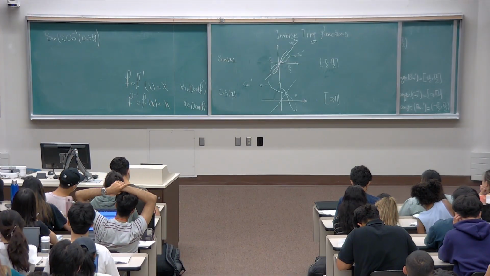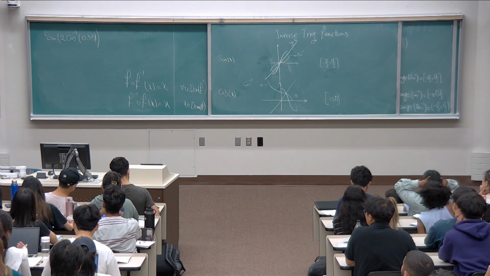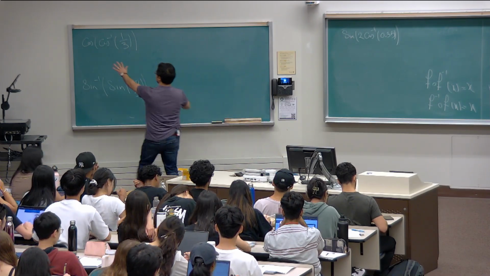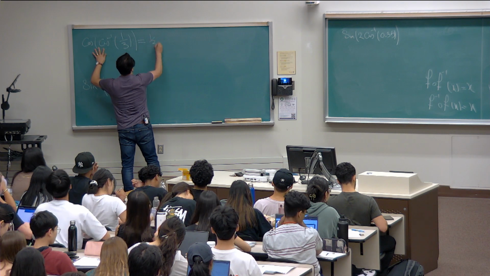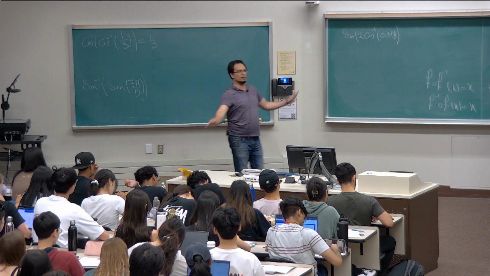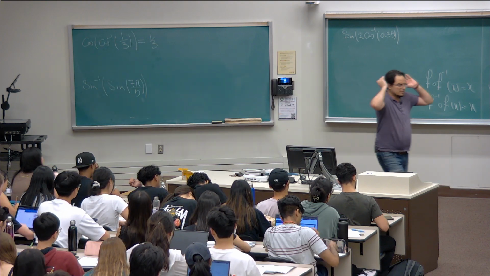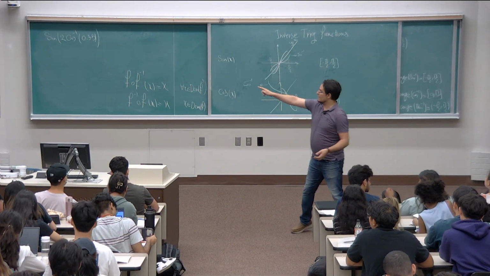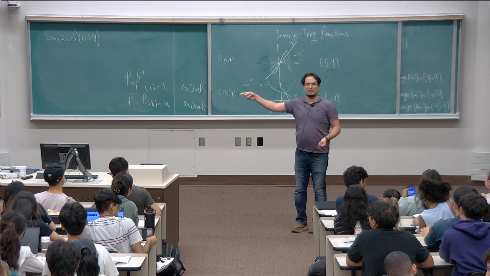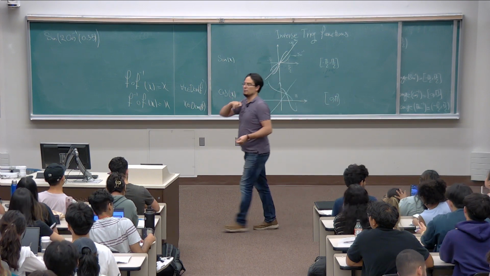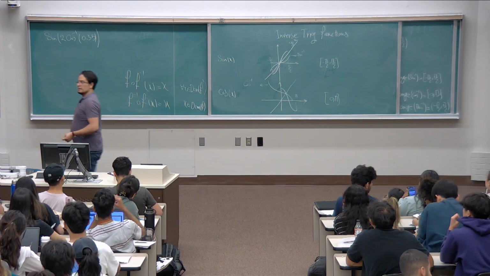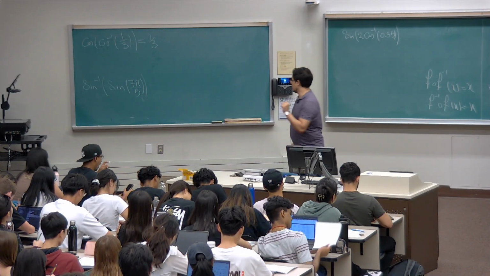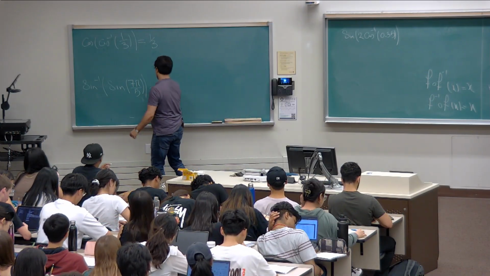Is 1 over 3 in the domain of cosine inverse? Yes. Then that means that cosine and cosine inverse will cancel each other. We don't need to know what those angles are. Actually, this is not an easy angle, I cannot give you the value. But I can say that cosine of cosine inverse of 1 over 3 is definitely 1 over 3. Does this make sense? Yes. Good. How about this one?